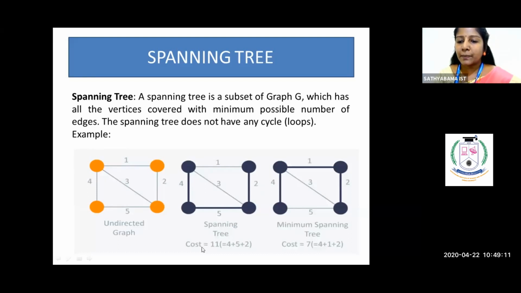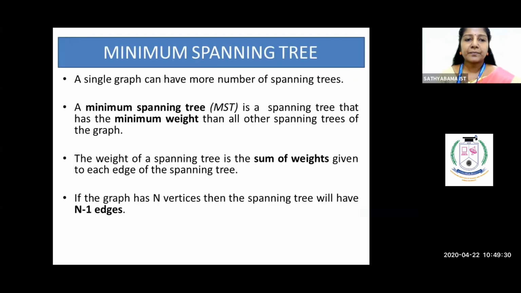Look at the second spanning tree. Here the 4 vertices are connected with 3 edges. The edge weights are 1, 2 and 5. So the cost of this spanning tree is 7. So a single graph can have more number of spanning trees. Now we can see what is minimum spanning tree.